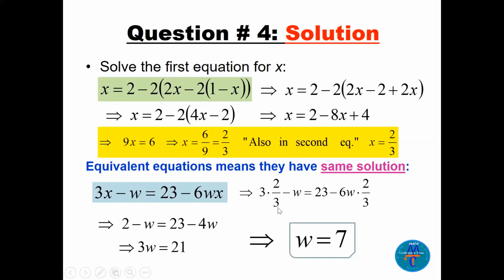So the 3 will cancel. I get 2 minus w. Here, 6 over 3. You see 6 over 3, 2 times this 2, 4w. Now we have a simple, easy equation in the w. If you bring the minus 4 to the other side, it becomes 3. And this one becomes 21 because of the minus 2. So w will be 7.